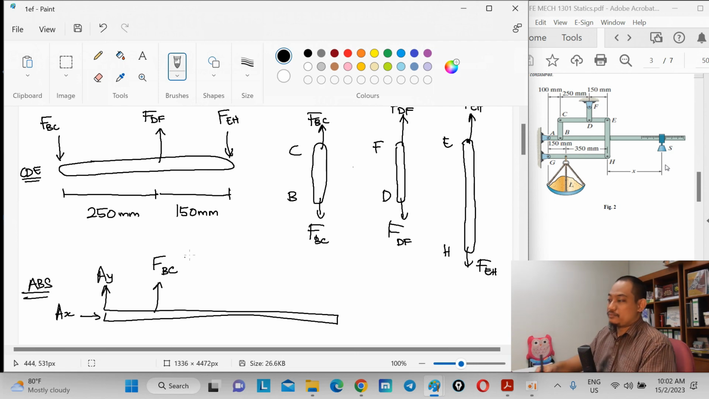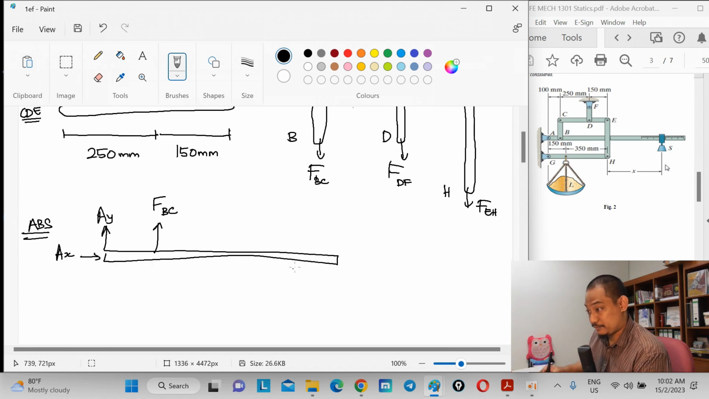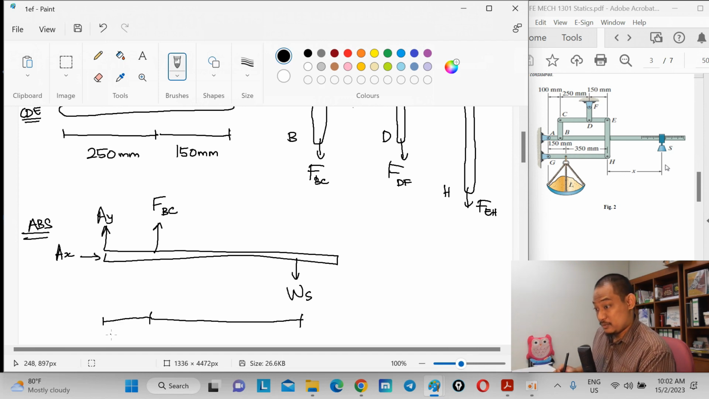FBC, and then it is connected to S here, downwards, right? S, and let's call it weight S, but we need the letter for mass, right? Okay, that's the forces. What about the dimension? So A to B is 100 millimeter.